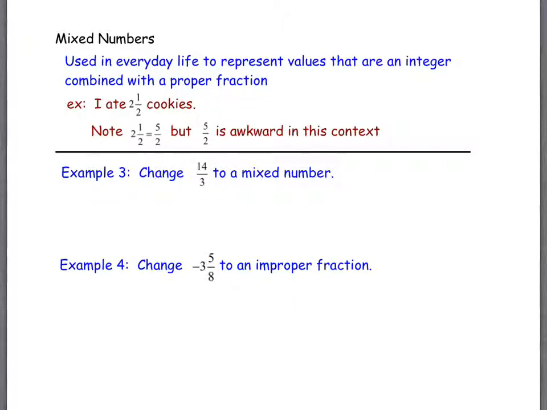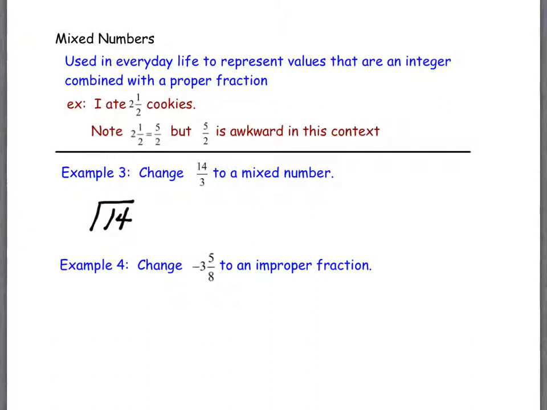So we have here, I ate 2½ cookies is the example I gave. 2½ is 5/2, but we would never say I ate 5/2 of a cookie. So there is good reason to be able to think back and forth between these. One, because one of them is the one that we think in real life, and the other because it's much easier to do mathematics when we have the improper fractions in certain situations. So first we're going to take this 14 over 3 and turn it back into a mixed number.